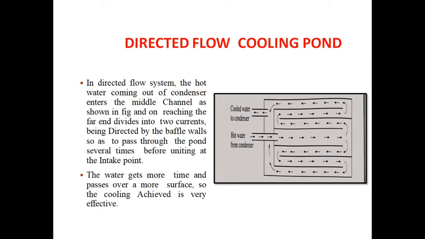Directed flow cooling pond. This figure shows a directed flow cooling pond. In this system, the hot water coming out of the condenser enters the middle channel. Refer to the figure. On reaching the far end, it is divided into two currents, directed by the baffles, so as to pass through the pond several times before uniting at the intake point.